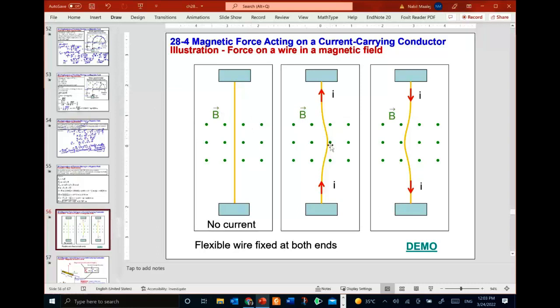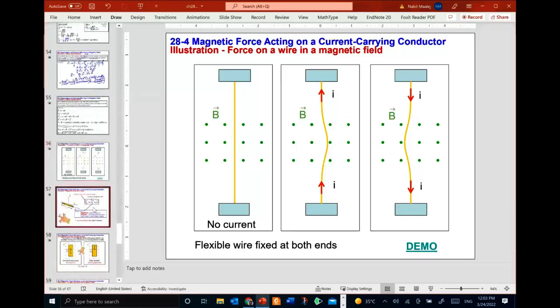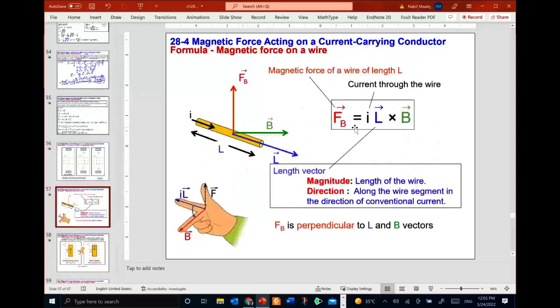So here, you can see that this wire will experience a force to the right. If you reverse the direction of the current... This is an experiment you can perform. You can pass a current in a wire and bring a regular, strong magnet close to the wire. You will see the wire moving due to the magnetic force. Okay, so this is the equation.